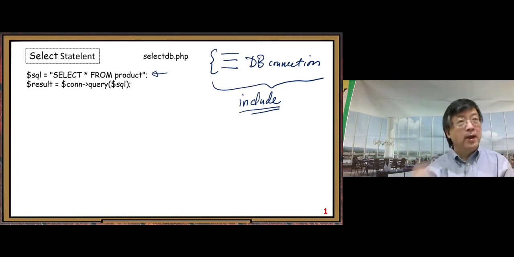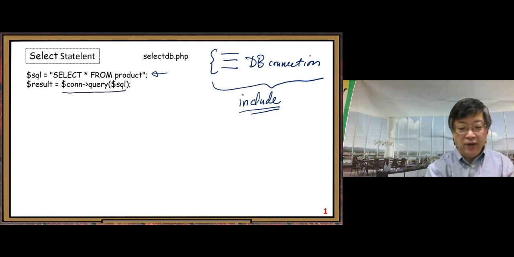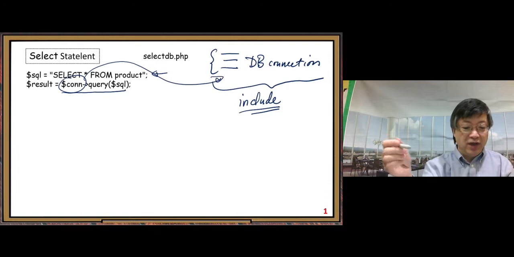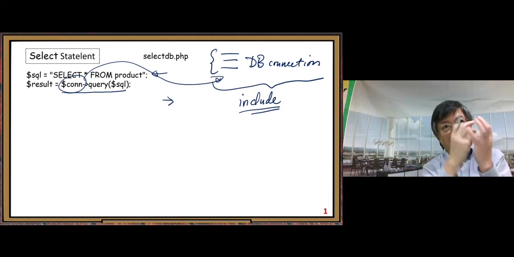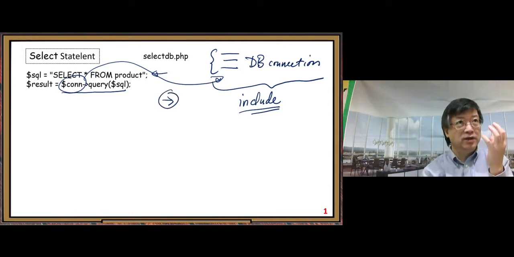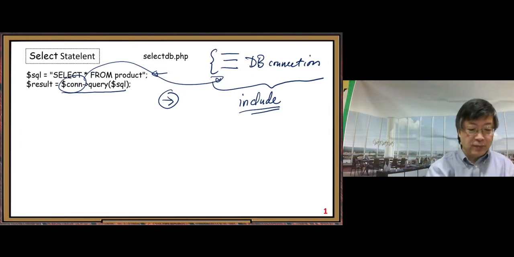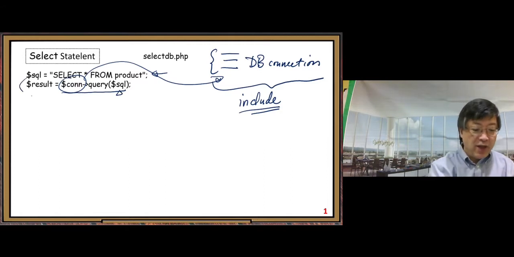After that, we execute this query. Remember the connection object. We call it from that connection object, then we use this arrow operator. In PHP, when we have an object and we want to call one of its methods, we use this arrow operator, not the dot operator. So we call the query method, and this statement is the parameter. So we get the result.